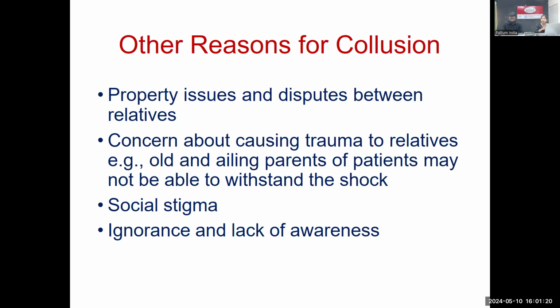Concern about causing trauma to relatives. For example, if they have very old parents who have a lot of health issues, hypertension, already taking diabetes tablets, so there are a lot of medical conditions attached. If the caregivers or the parents are very old and going through frailty, they won't be able to withstand the information, right? So we'll just withhold the information, we won't disclose it. So these are the reasons for collusion.